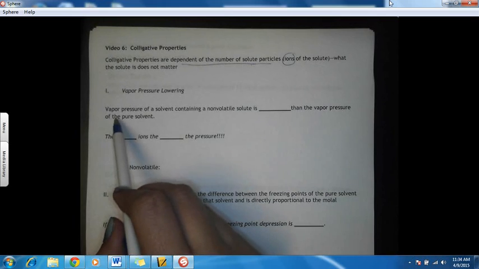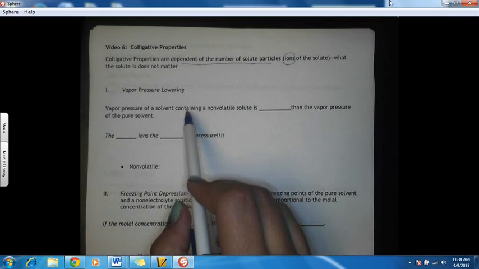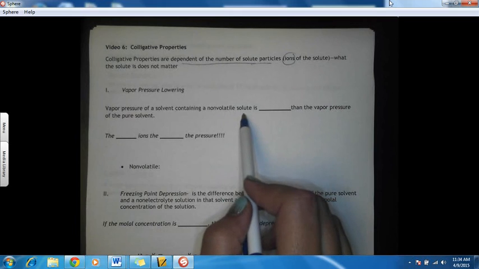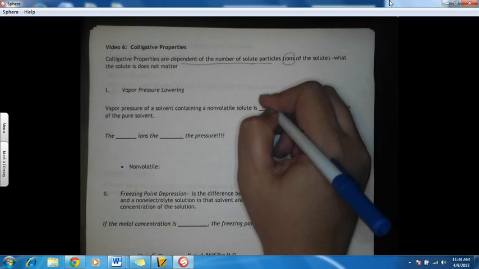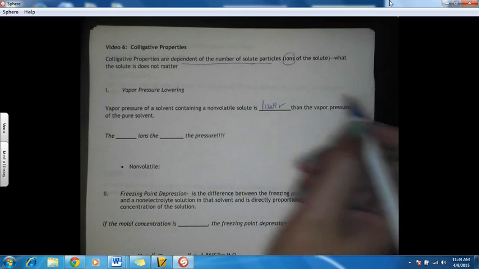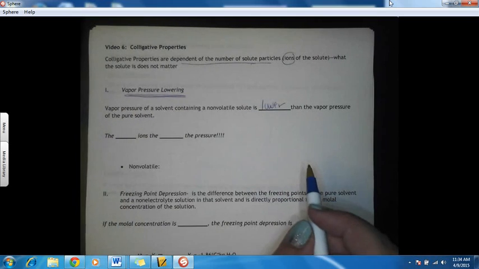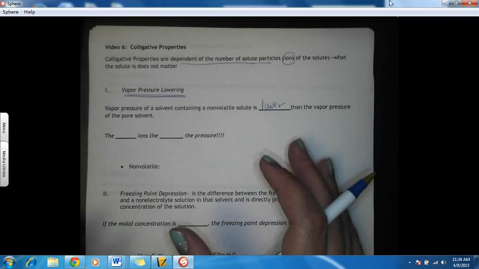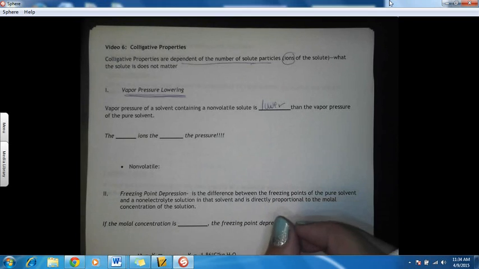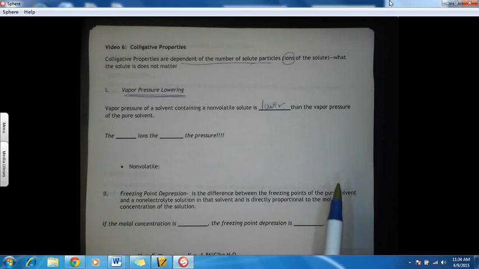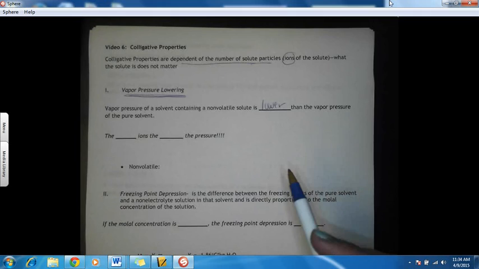So, vapor pressure of a solvent that contains a non-volatile solute is lower than the pure solvent. And this is one of the colligative properties, vapor pressure lowering. So when we add a solute to a solvent, we change its properties, one of those being the vapor pressure, which then affects the boiling temperature.